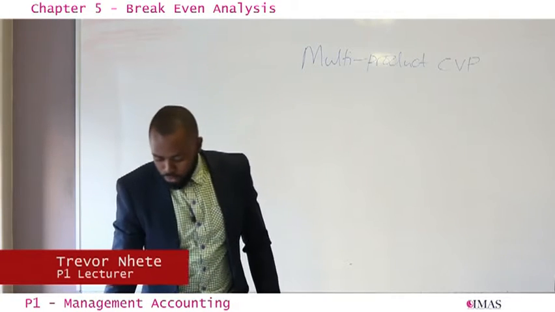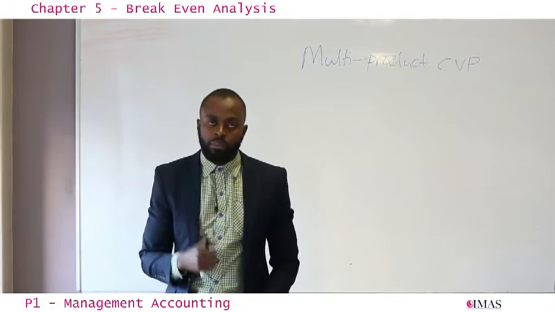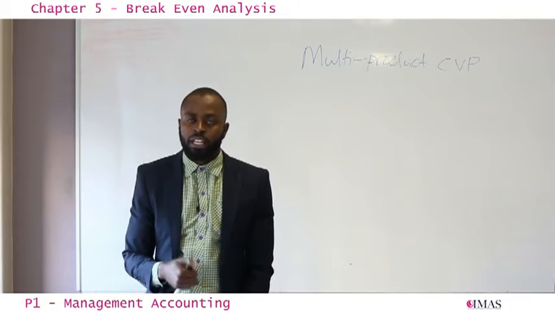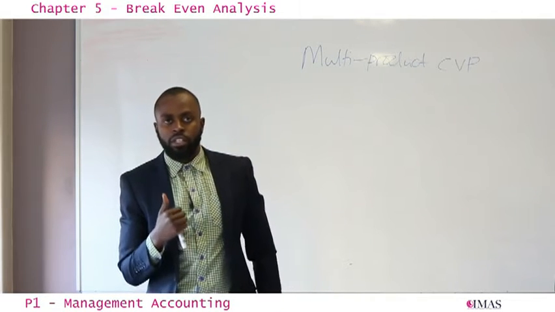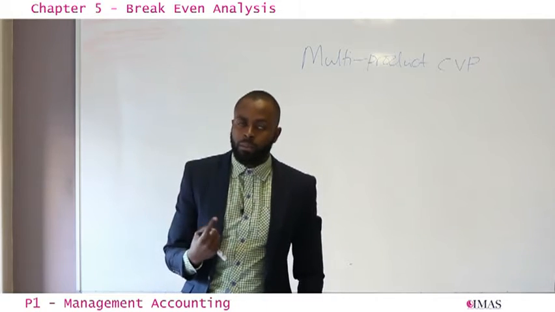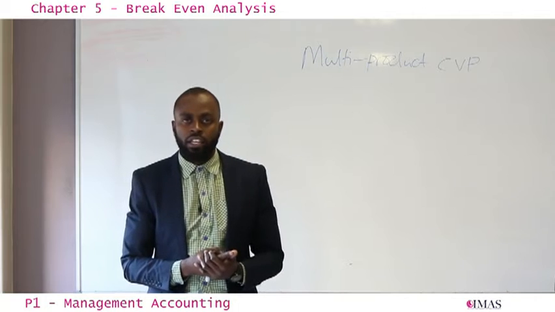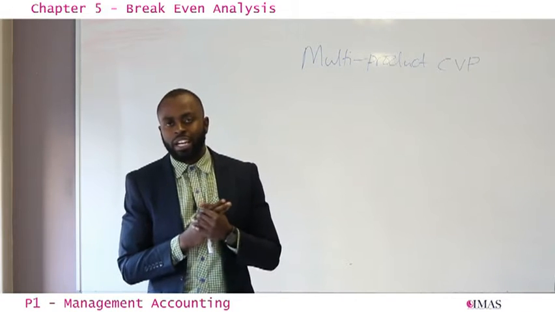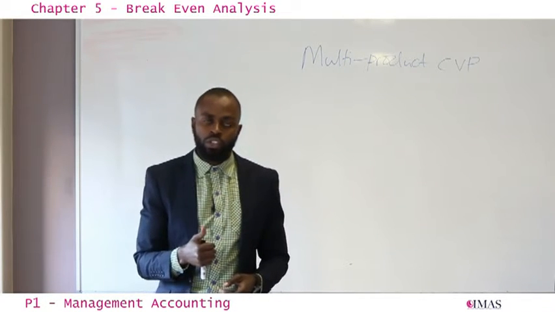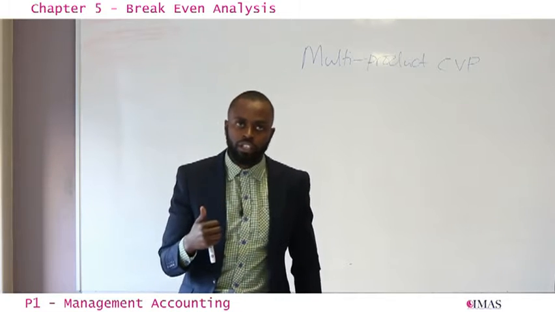point. So first we have to come up with assumptions for multi-product CVP analysis. Already when we did the CVP analysis for one product, we had assumptions. We said our selling price is constant, our costs are linear, and we should always be within the relevant range so that our fixed costs do not change and our variable cost per unit does not change.